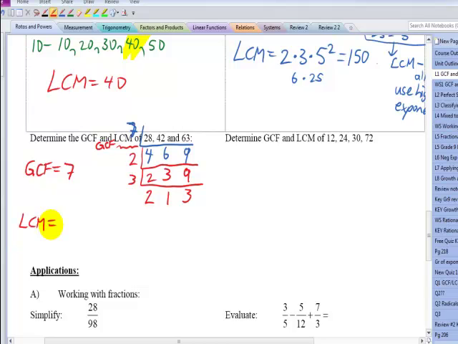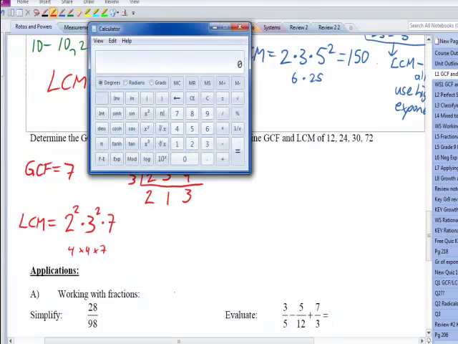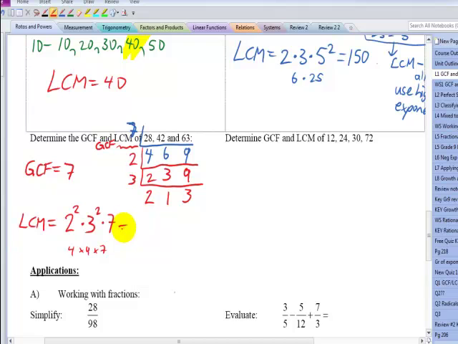Two exponent 2, 3 exponent 2 times 7. So this would be 4 times 9 times 7. Ooh, that's a tough one. I'd go to your calculator for that. Otherwise, just do some multiplication on the side. If I give you something that nasty, 252. Okay. Make sure that you go to prime numbers.